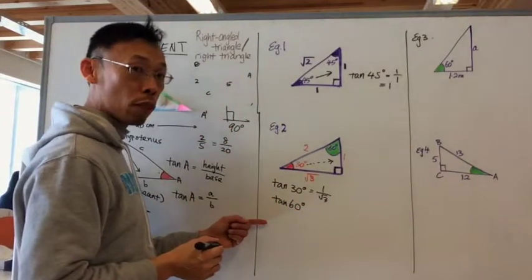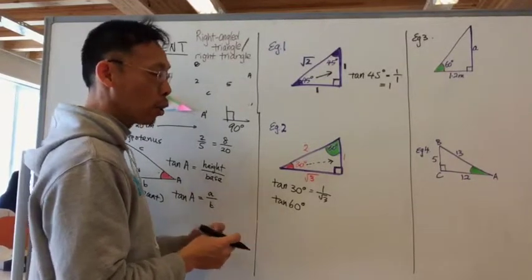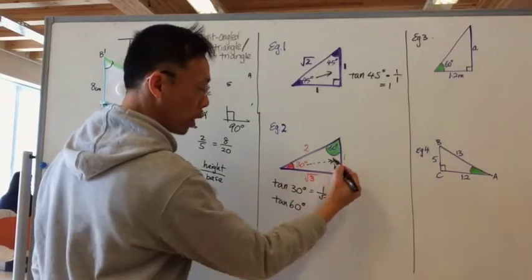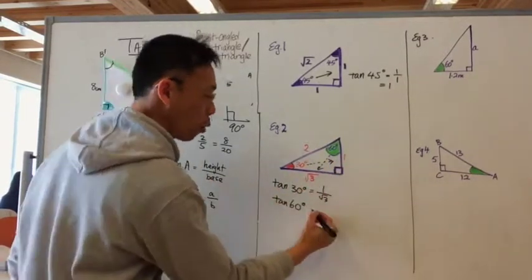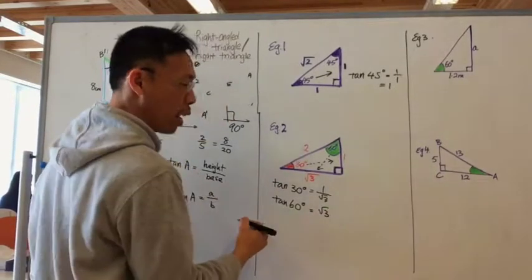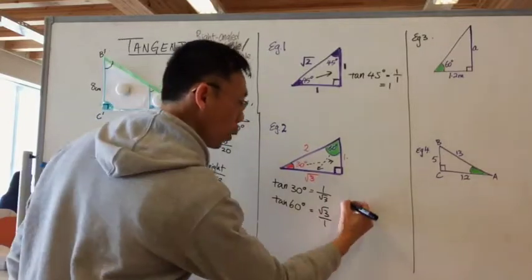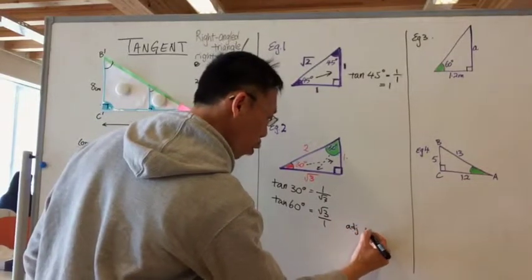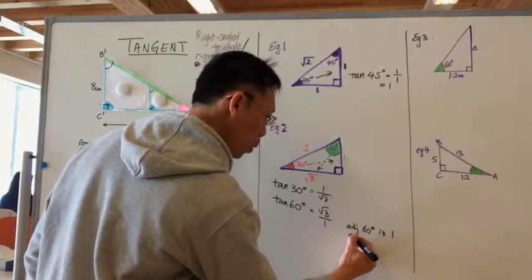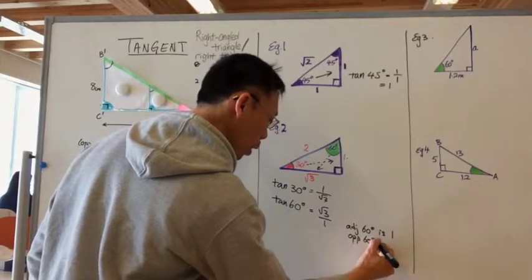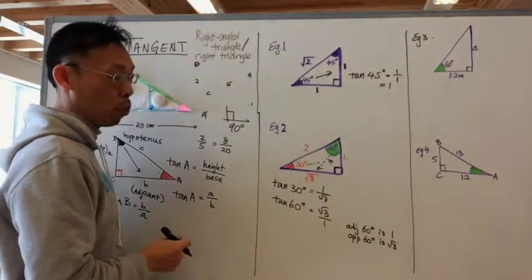Can you try this out first before you look at the answer? Okay, alright, good. So where is the opposite in this case for tangent 60? Well, the opposite here is square root of 3, and the adjacent in this case is 1. Right? So the adjacent for 60 is 1, and the opposite of 60 degree is square root of 3. So that's how we work.